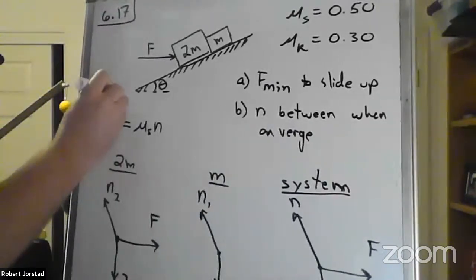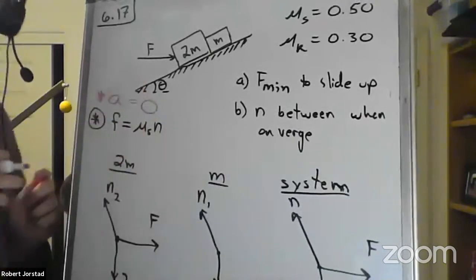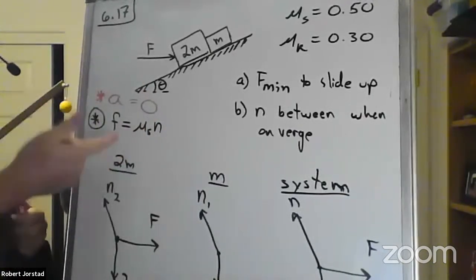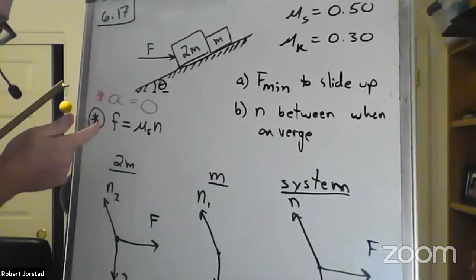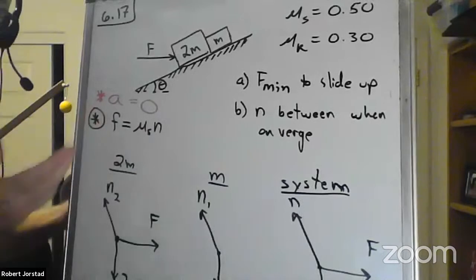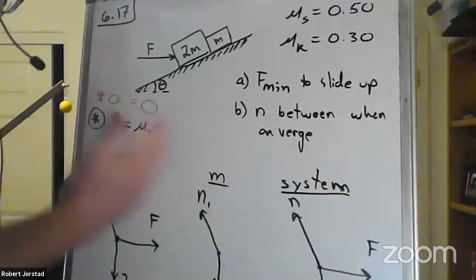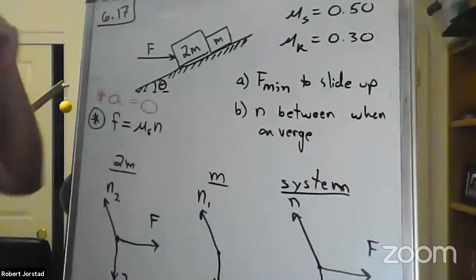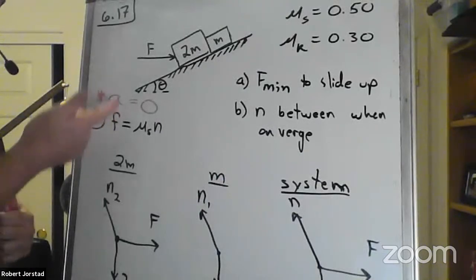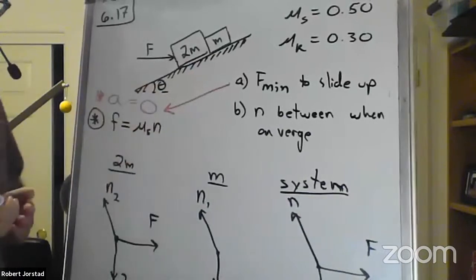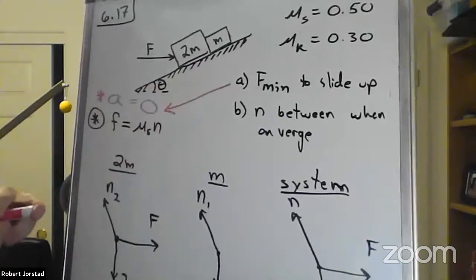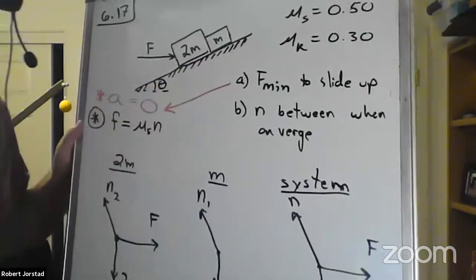Whenever it's just on the verge of slipping, the trick is we set the acceleration to 0 and friction to these values. That's actually just before it starts sliding, but that value will be approximately equal to the value when it actually begins to slide. So again, we set these two conditions. All right, so that means that's good. Now let's take a look at this.